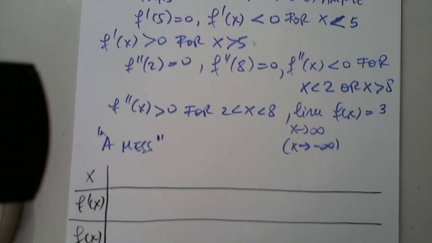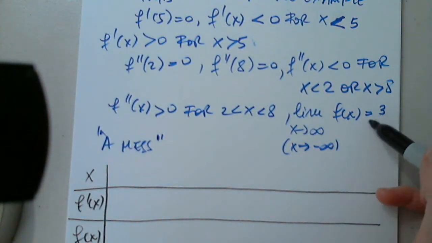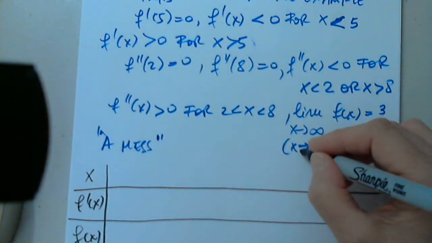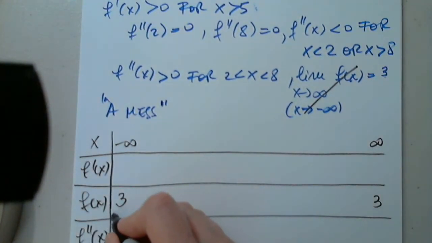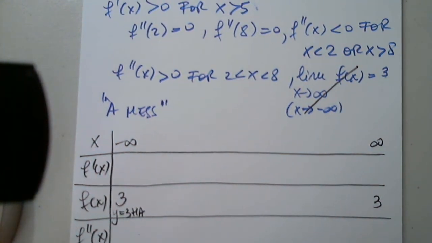So let's see. First of all, I can start anywhere I want. The limit of f of x as x approaches infinity and negative infinity. Don't erase anything, I'm just crossing it out. This means definitely this, and I make myself a note: y equals 3 must be a horizontal asymptote.